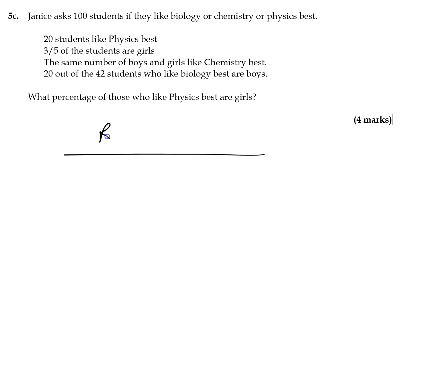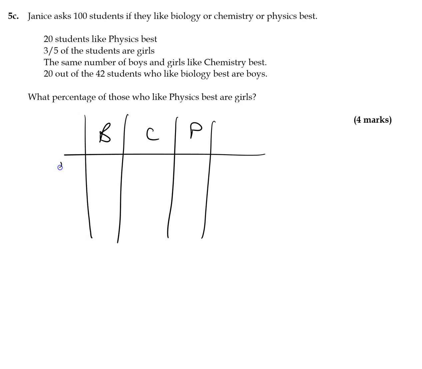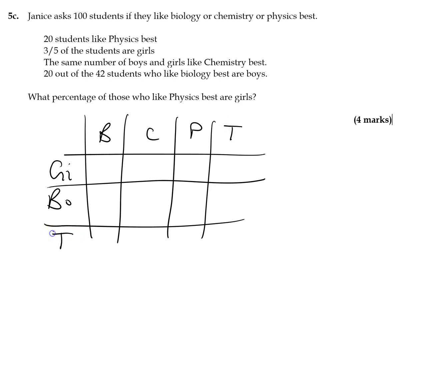So on the top, I'm going to have biology, chemistry, physics. And down the side, I'm going to have whether they're a girl or whether they're a boy. I'm also interested in the totals, right? So how many of each group we've got. Okay, so let's start then.